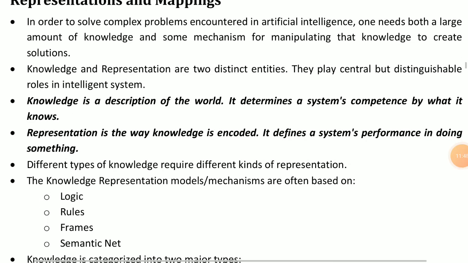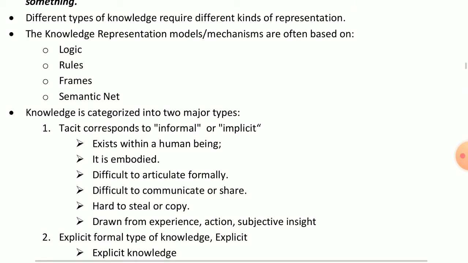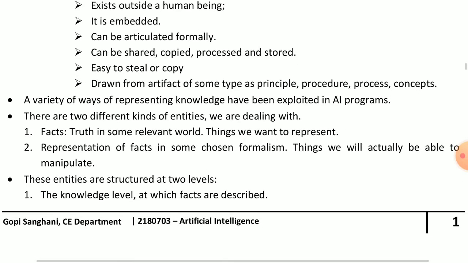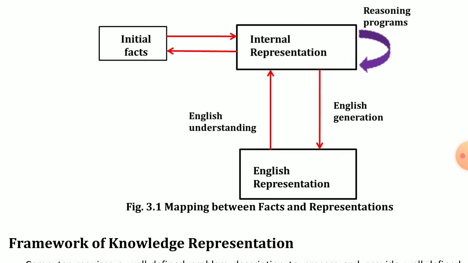Our first topic is representations and mapping. In this topic we can learn knowledge and representation definition, then types of knowledge, implicit and explicit. Then we can take the mapping between facts and representation. This is our first topic.